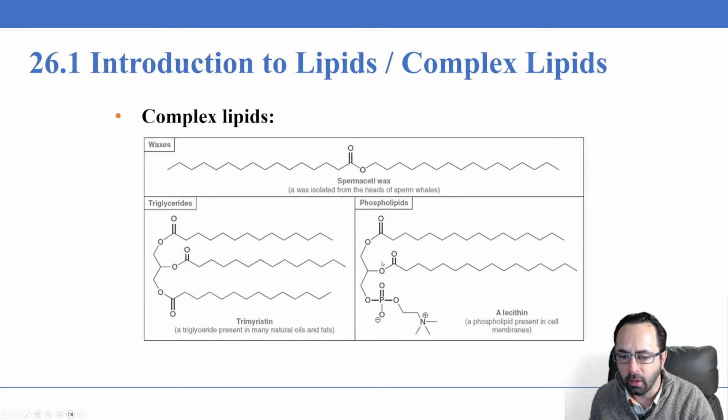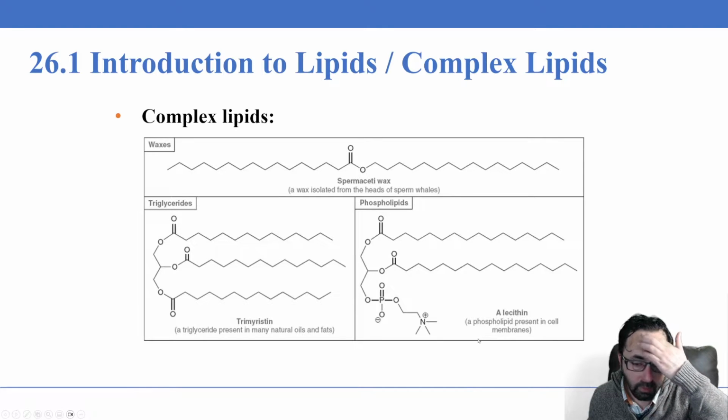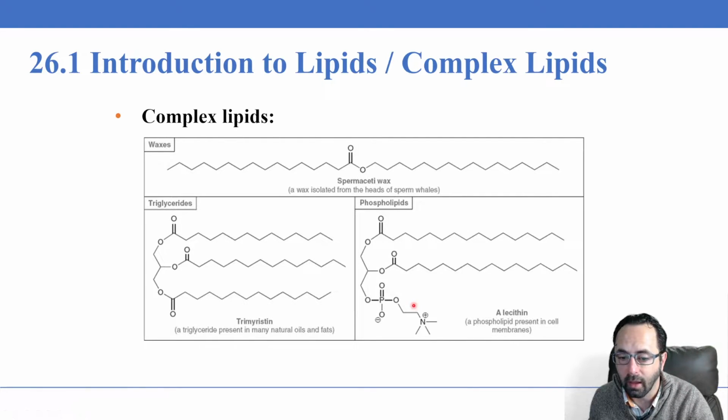Finally, we have phospholipids. So phospholipids are like triglycerides, except instead of one of the esters, we have a so-called phosphoester. And then there'll be another group attached to it. This happens to be choline, as it's called. Overall, this phospholipid is called a lecithin because it's a phospholipid that has choline attached to the phosphate group.